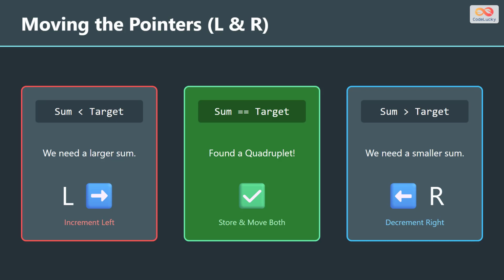Once I and J are fixed, we calculate the sum of the four numbers. If the sum is less than the target, we know we need a larger value, so we move the left pointer to the right. If the sum is greater than the target, we need a smaller value, so we move the right pointer to the left. If the sum equals the target, we record the quadruplet and move both pointers inward to look for other pairs.